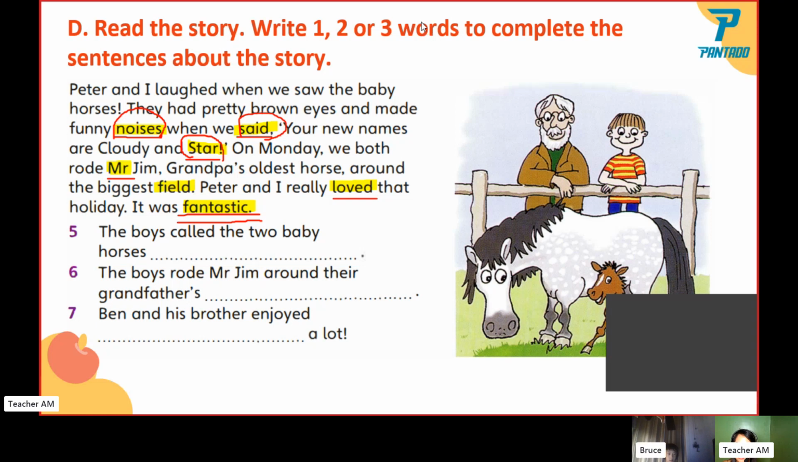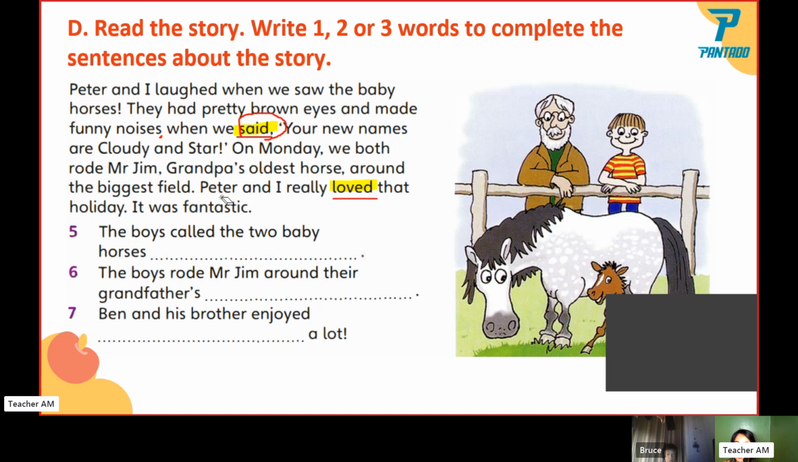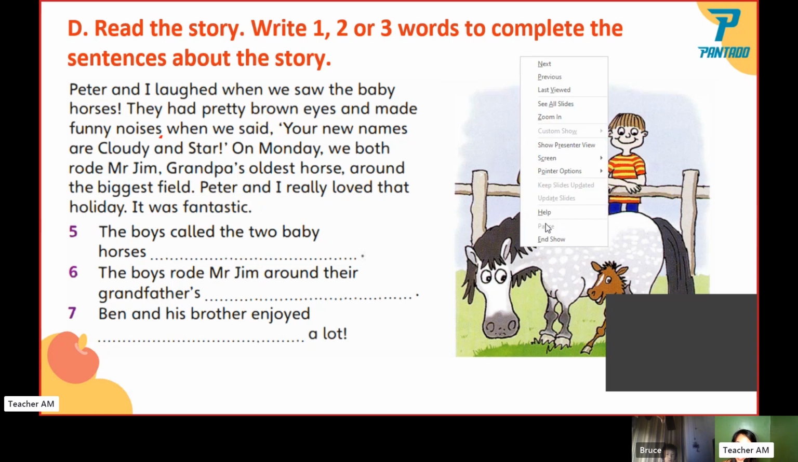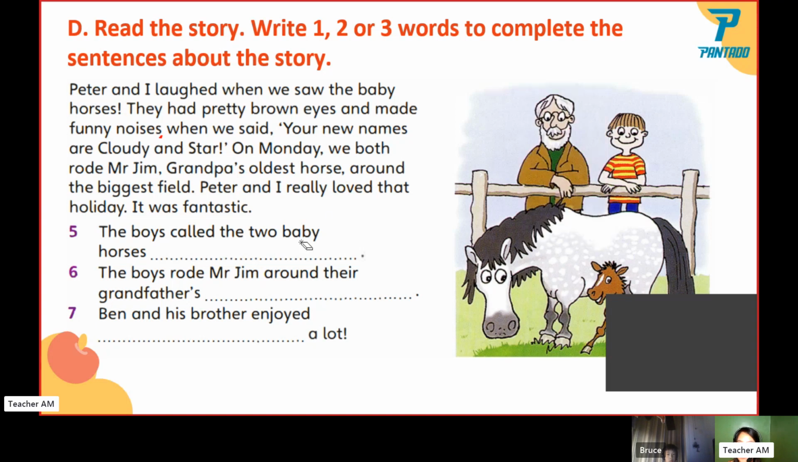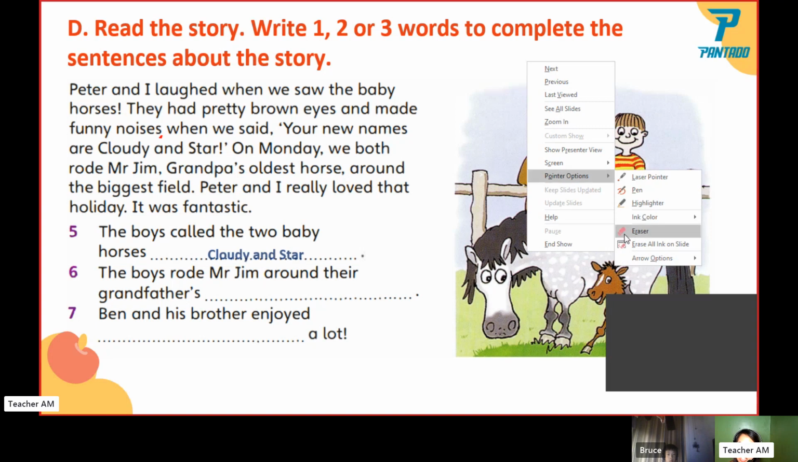Star. Okay, so we will just continue tomorrow, Bruce, because it's already time. Why is it that I always want you to read? Because your weakness is reading, especially the pronunciation. That's why I always want you to practice reading in our class. Okay, so tomorrow we will just continue with this one.